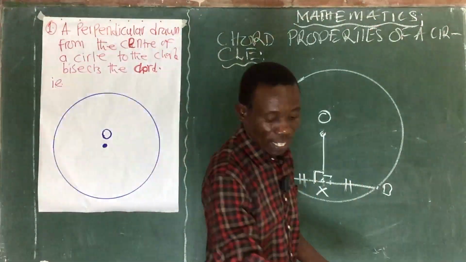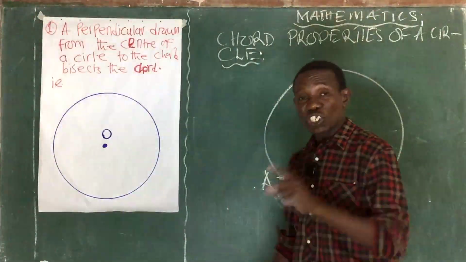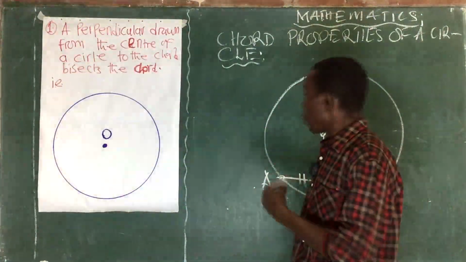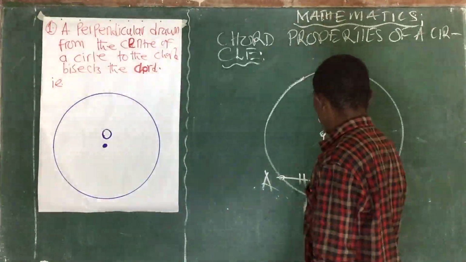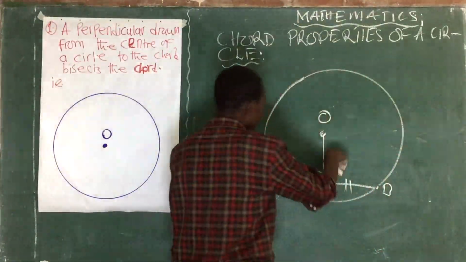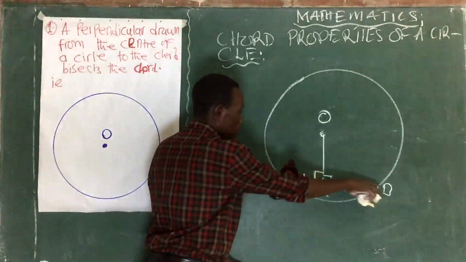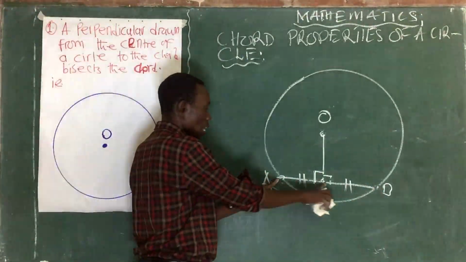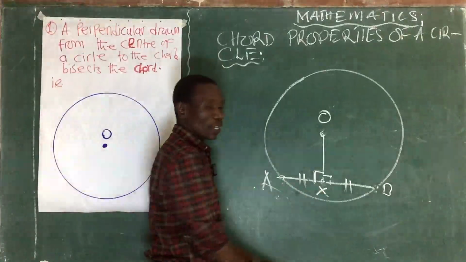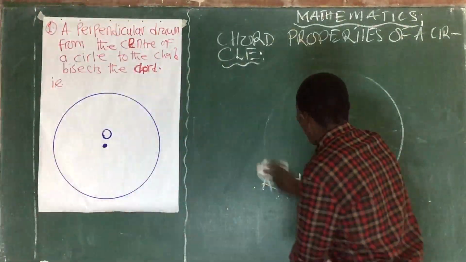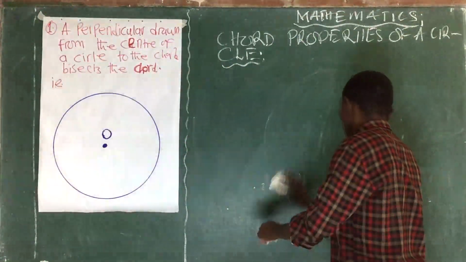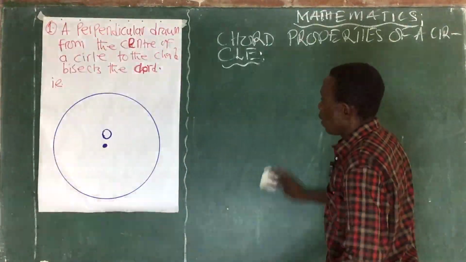Right, but now in the exam we will not be asked to measure. So now, how do we show that this is really true? That line OX being perpendicular to AB divides AB into equal parts, AX being equal to BX. Right. So here we are.